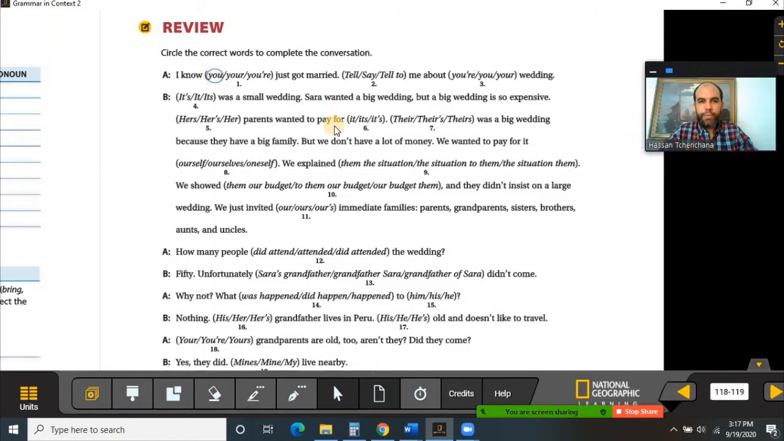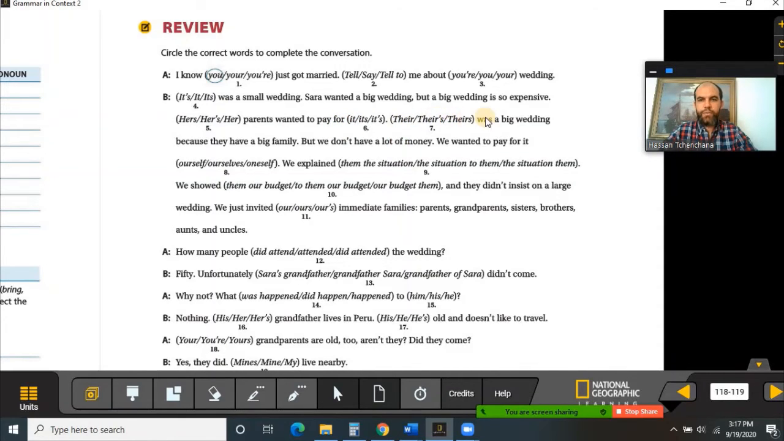For is a preposition, and prepositions require an object in the sentence. Now, which one here is an object pronoun? Is it it, or its, or it's, the short form of it is? Of course, it is the first one: for it.